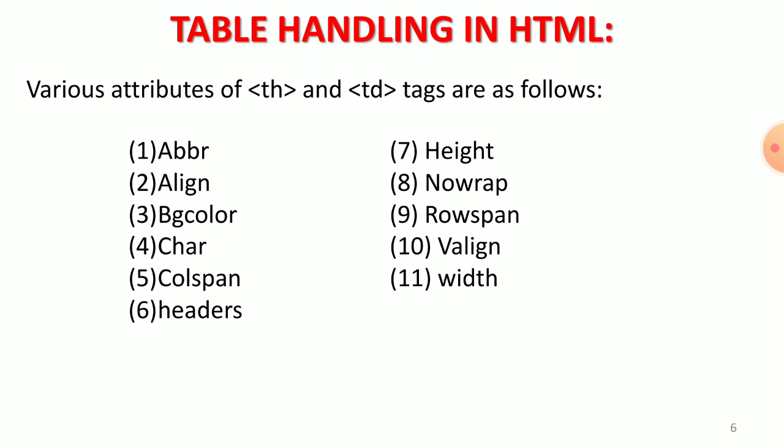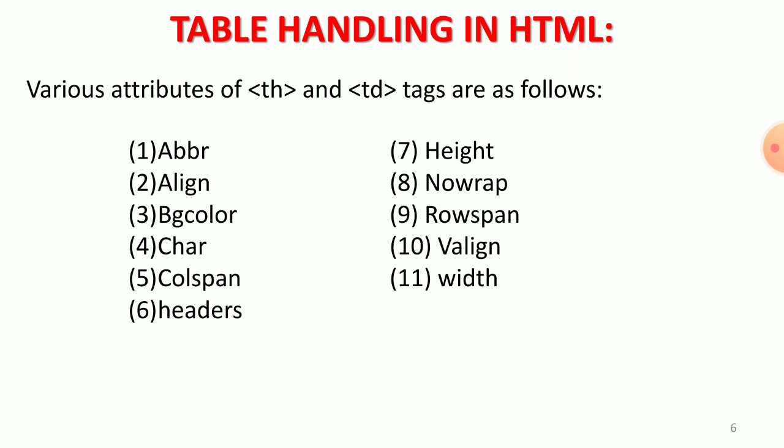Various attributes of th and td tags are as follows. First, abbr, abbreviation, provides an abbreviated version of the content of the cell. Second, align, aligns the content of the cell. Third, bgcolor, adds background color to the cell. Fourth, char, manages the cell content to align around the first instance of the specified character.